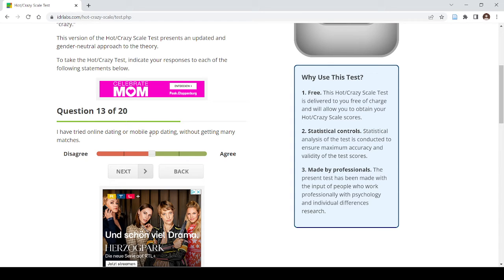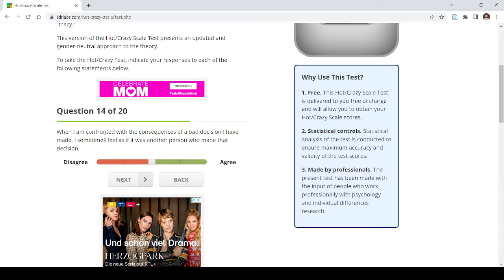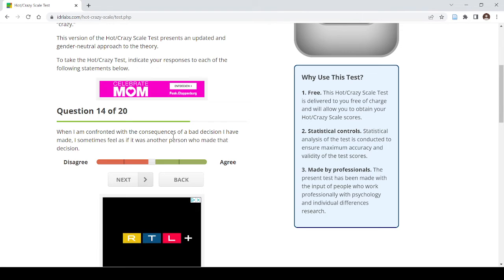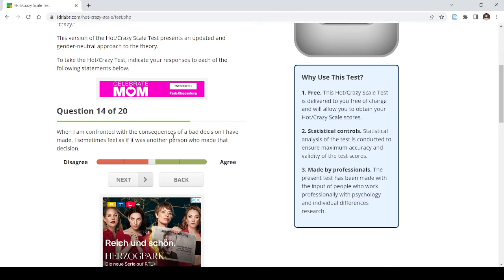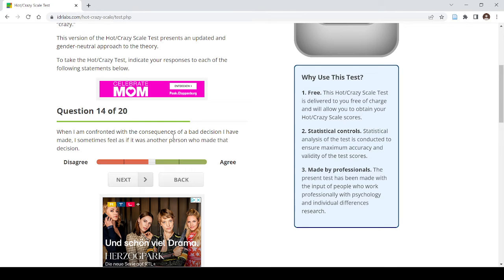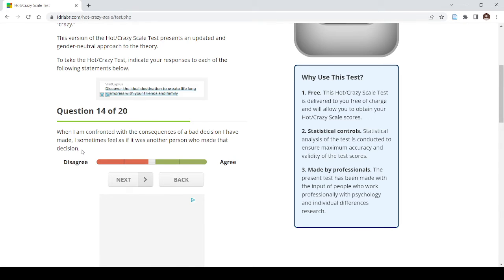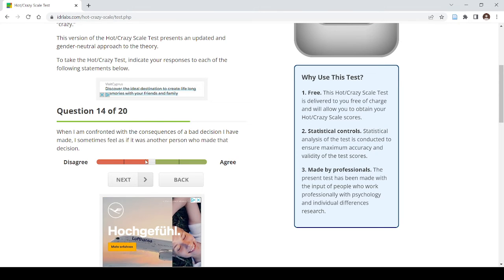I have tried online dating or mobile app dating without getting many matches. Not actually true. I have only gotten some matches, not many. When I am confronted with the consequences of a bad decision I have made, I sometimes feel as if it was another person who made that decision. Well, in a sense, we are all different people from one year to the next, maybe even one month or one week to the next. So this is not technically wrong, but if I notice the consequence of a bad decision I made, I don't think, that was some other guy who just happened to inhabit what I called my body at the time. So this one is more, let's see, is it this or is it this? I'm gonna keep it at this.